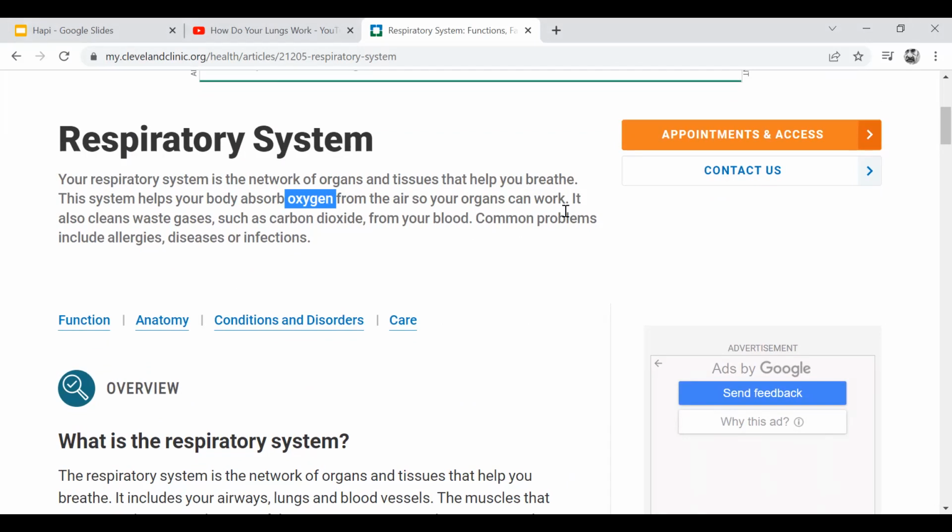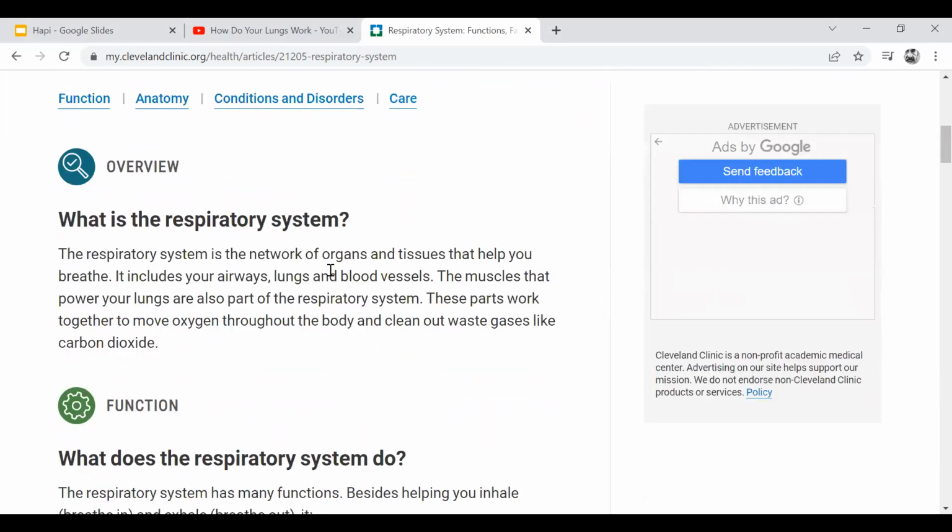I think they mean the heart and the liver and the stomach. And those are your organs, isn't it? Yes. Okay, good. So we need oxygen for all of that. Very good. It also cleans waste gases. Good. You have waste gases? Like what? Such as carbon dioxide from the blood. Common problems include allergies, diseases, or infections.